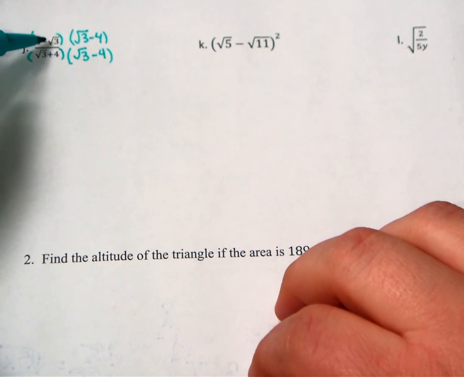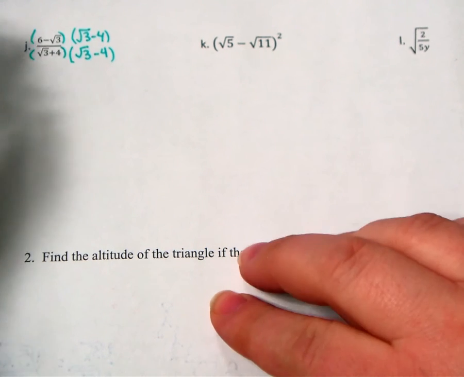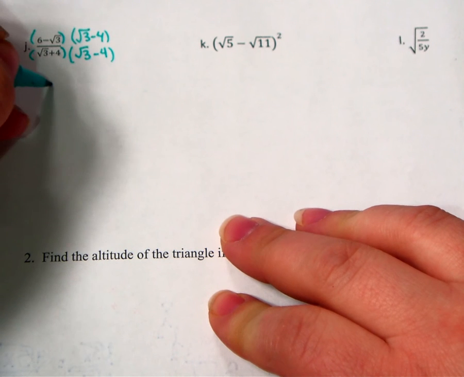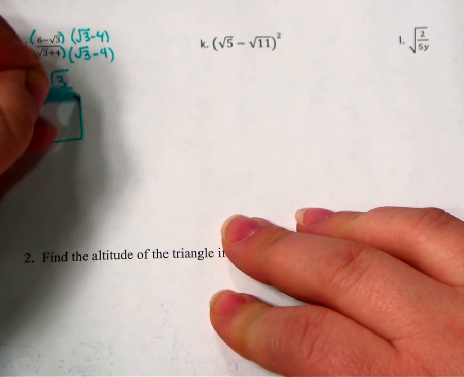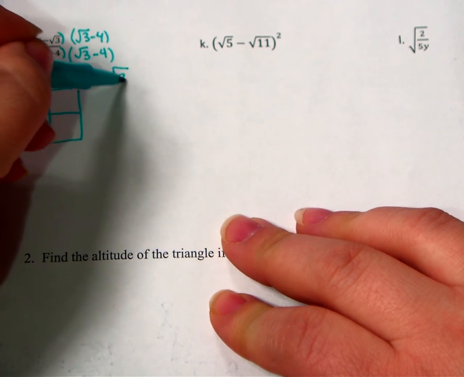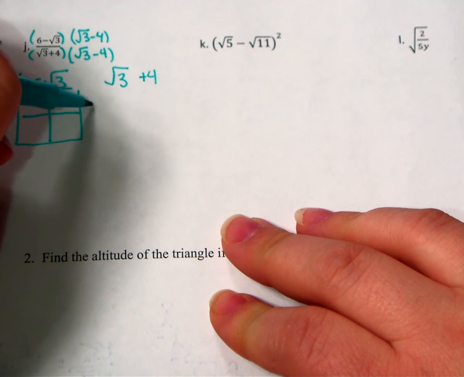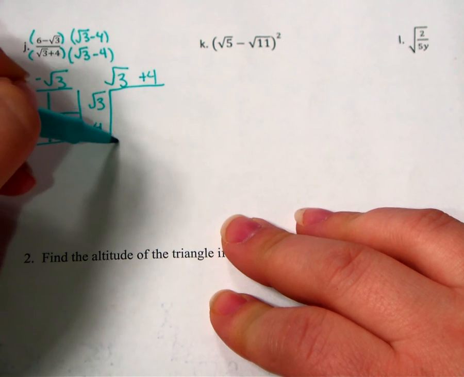This requires me now to FOIL the top and the bottom because both are 2 terms times 2 terms. So I'm going to set up 6 minus the square root of 3 times the square root of 3 minus 4 in a box. And I'm going to set up the square root of 3 plus 4 and the square root of 3 minus 4 in a box.